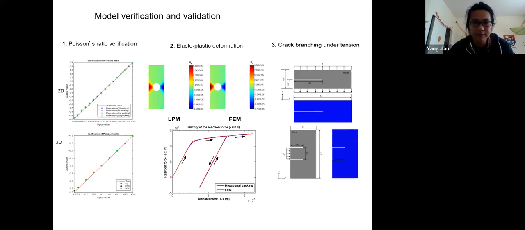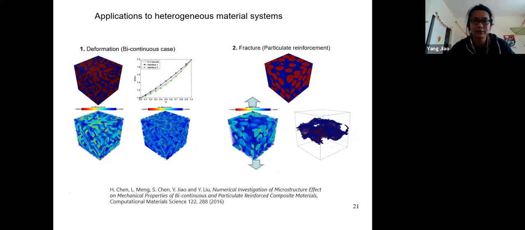Here are a couple more applications for the method. After validating the method, we apply it to actual, more complex engineering materials with complex microstructure. We study both the simple deformation behavior and the fracture behavior of particle reinforced composites. Again, the results are very reasonable and statistically consistent with the experimental results.